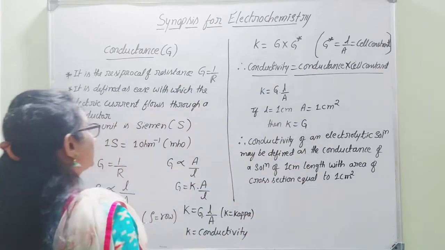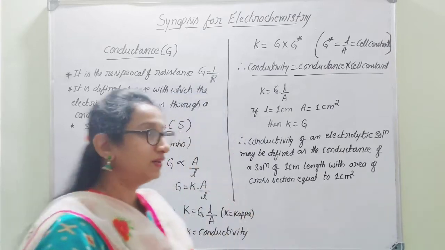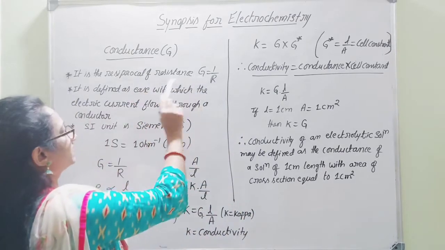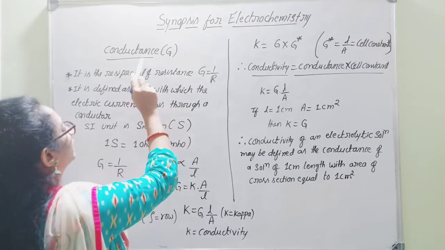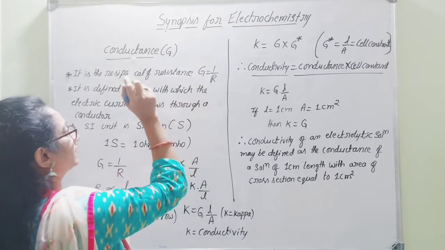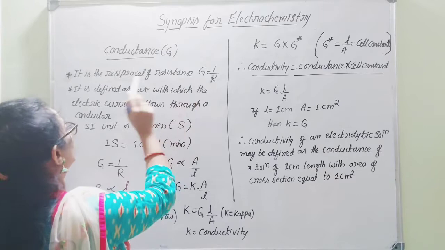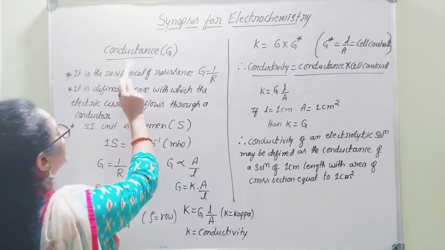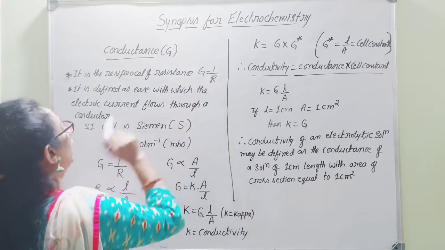So the first concept is conductance. It is represented by the letter G. You know that conductance is the reciprocal of what? Resistance. Conductance helps the flow of current, whereas resistance resists the flow of current. Therefore, one is opposite to the other. So we can say that conductance G is written as the reciprocal of R, that is 1 by R.